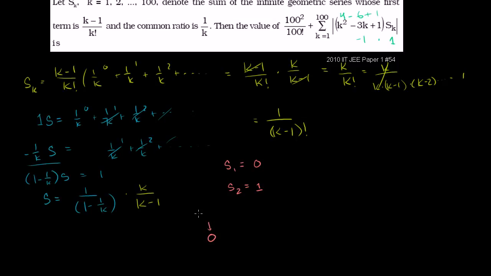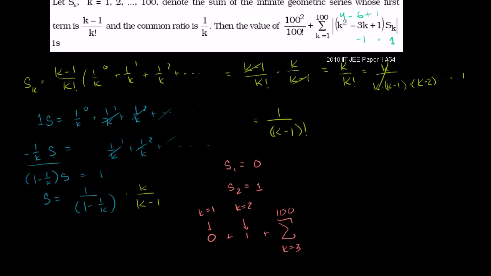So this sum over here is going to be equal to 0, this is when k is equal to 1, plus 1, this is when k is equal to 2, plus, and now we can worry about the sum from k is equal to 3 to 100. Notice it was k equals 1 to 100, but I did the first two terms. There's 0 and a 1. So now we have to just worry about 3 to 100.